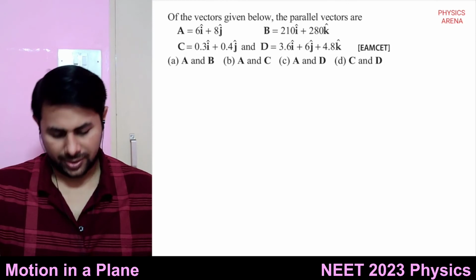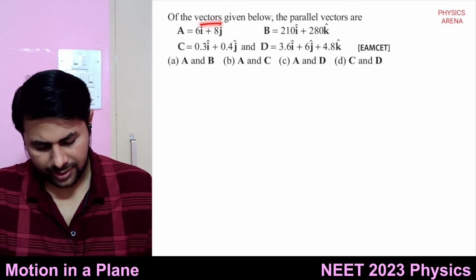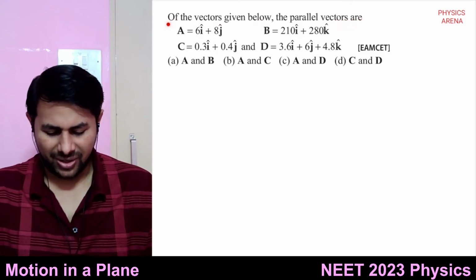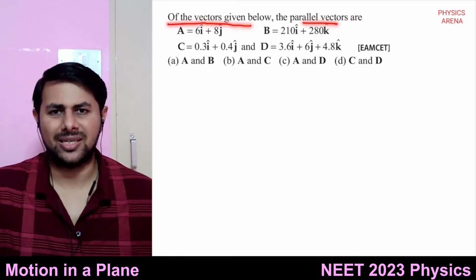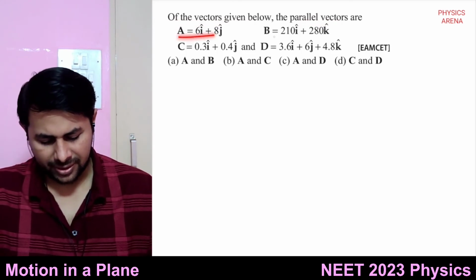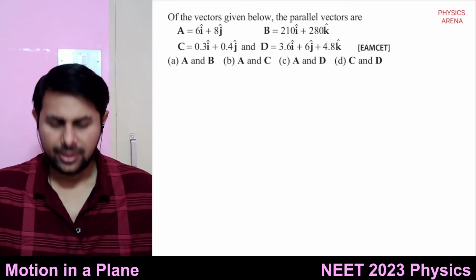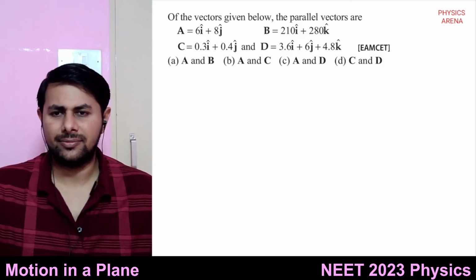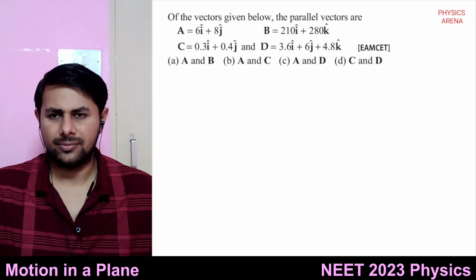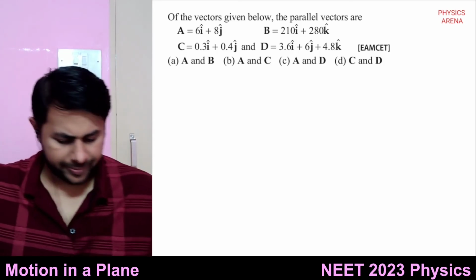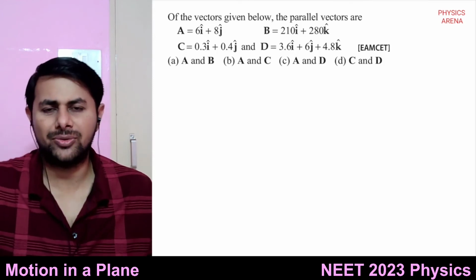Next question. Of the vectors given below, the parallel vectors are: these are vectors A bar, B bar, C bar, and D bar. Can you tell how to check whether two vectors are parallel? How to check whether two vectors are parallel?